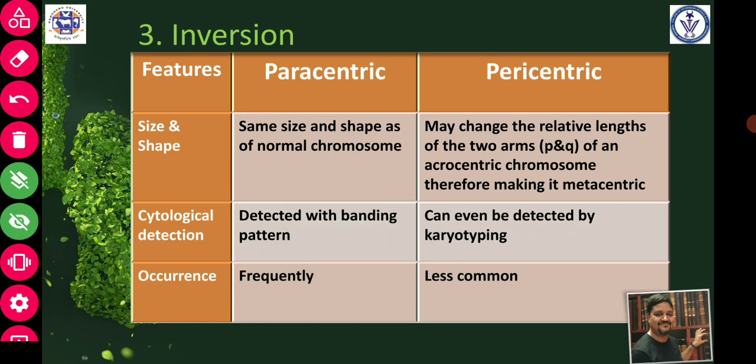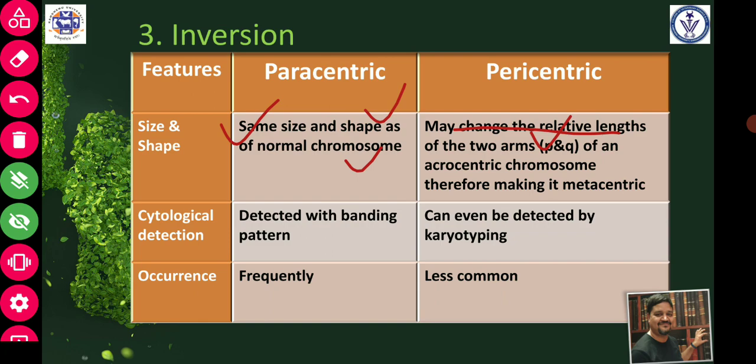First of all, in terms of size and shape. Paracentric inversion will lead to a chromosome which is of the same size and shape as the normal chromosome. Means there will not be any change in the size and shape of the chromosome. Whereas in case of pericentric inversion, it can change the relative length of the two arms, that is P and Q, depending on how they are. In case of pericentric inversion, we know the centromere is involved.